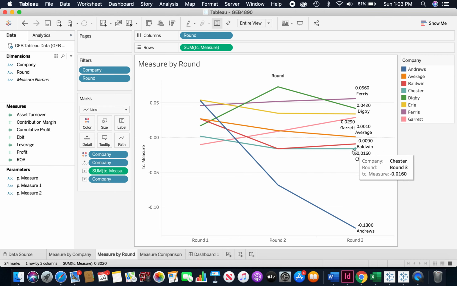Now, this brings us back to Andrews. As you can tell, Andrews started off very high, and throughout the rounds the numbers are getting lower and lower between their measure and how they're doing as a company. This could be an issue and also a helping point for this company, so they can compare what they are doing wrong and what they need to change in order to get back on top, so then they can have this grow.